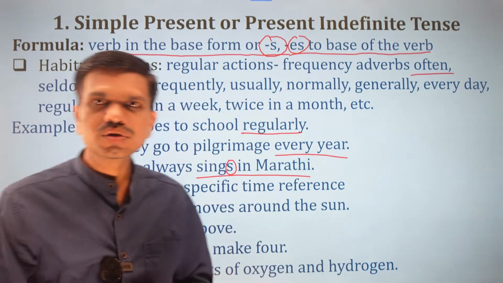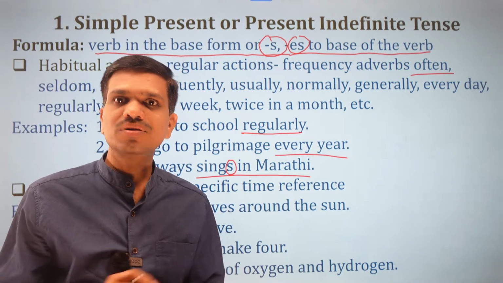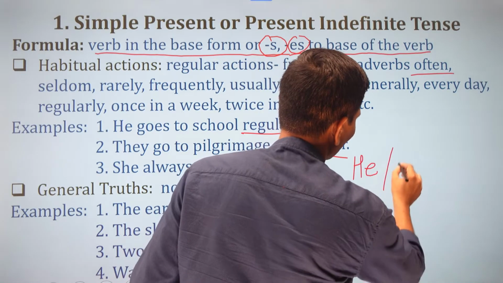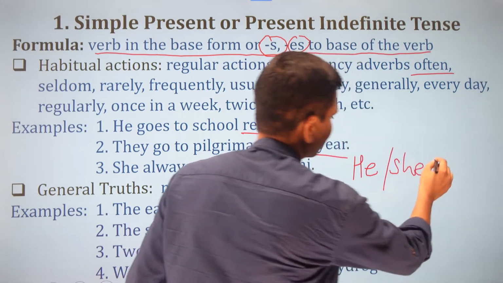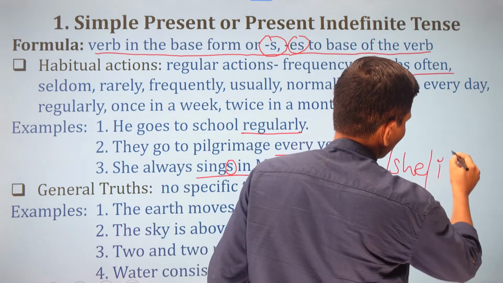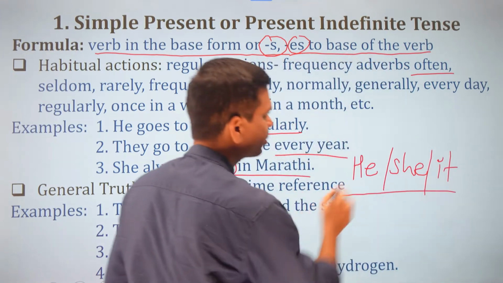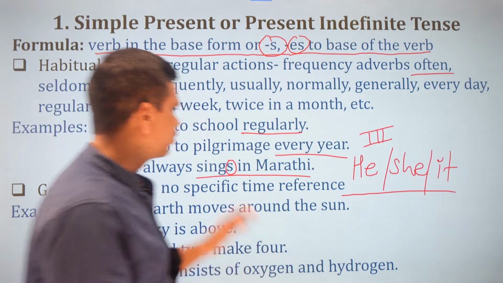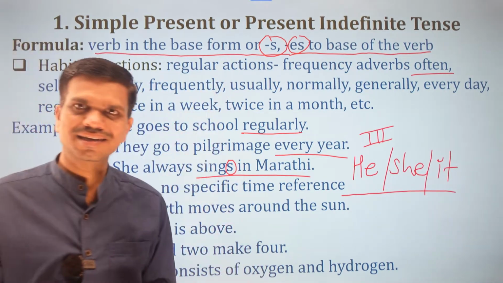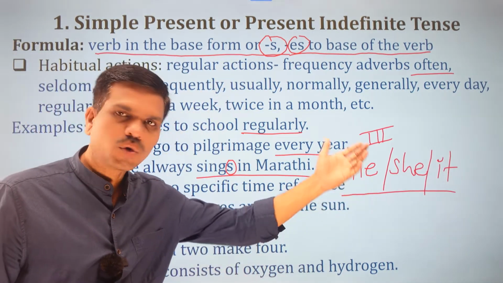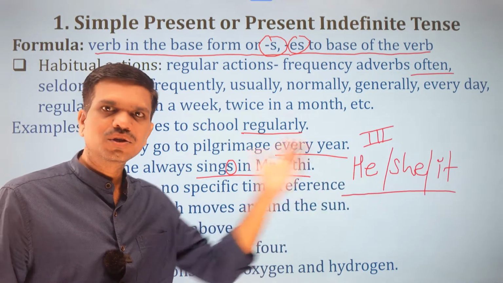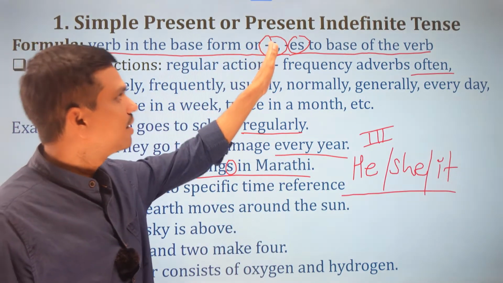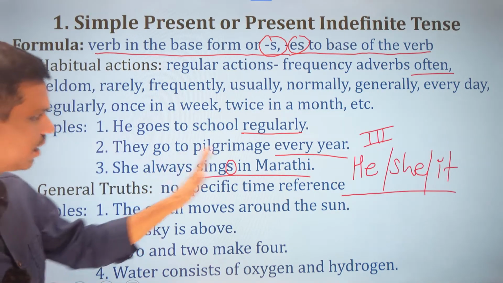Again, it is used with third person pronouns: he, she, it. Whenever you see these third person singular pronouns, you find the s or es suffix is attached. So this also needs to be considered when you are using the simple present, or when you are attaching the suffix s or es to a verb.